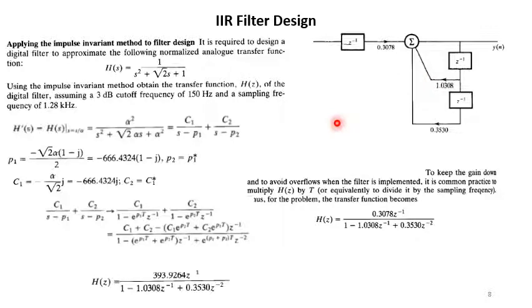I hope that will be quite straightforward for you, because it only involves partial fractions, which you already know. We have done this so many times. By using partial fractions we can find the values of P1, P2, C1 and C2. Once we know them, just by putting them in this equation, it will result in the system function as shown here. But to avoid overflows, we have to multiply the resulting system function by T, or we can also say divide it by the sampling frequency. So we'll obtain this final expression.